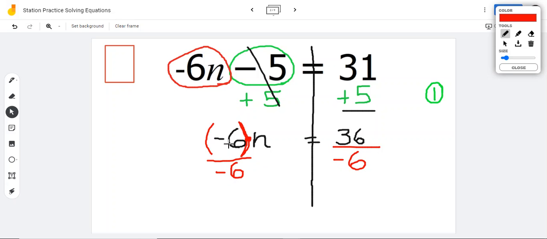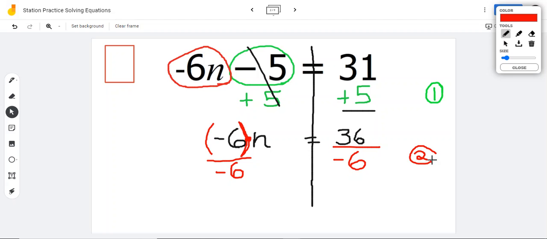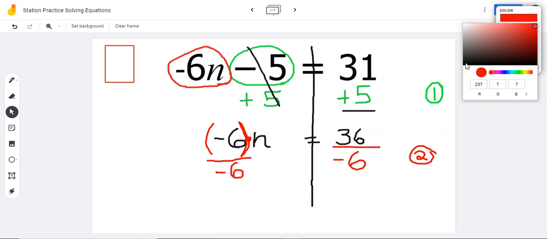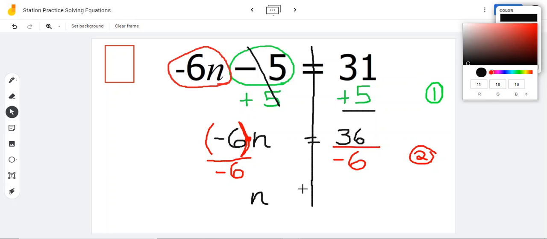Now a negative 6 divided by itself, divided by negative 6, makes 1. So now I'm bringing down what's left. This was my second step. Get rid of any multiplication or division. Bring down what's left. This is 1n. Now, normally though, we don't write the 1 in front. It's unnecessary. It's like writing a 0. We know that there's 1n here if I just write n. Okay, and then I write my equal sign.